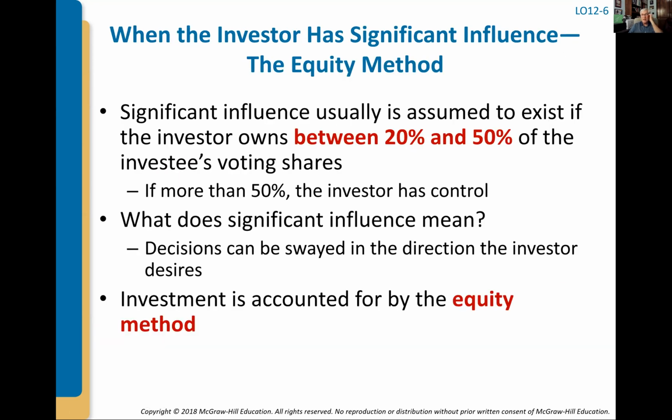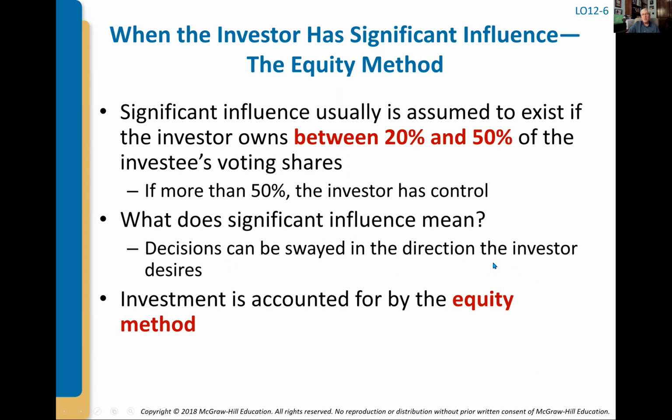All right, now let's move to the second type of equity method investment. And that's when we have significant influence, but we don't have control. So we have a greater than 20% ownership, but we have less than 50. If you own more than 50, you have control. You've got to do consolidated financial statements. So, what does significant influence mean?